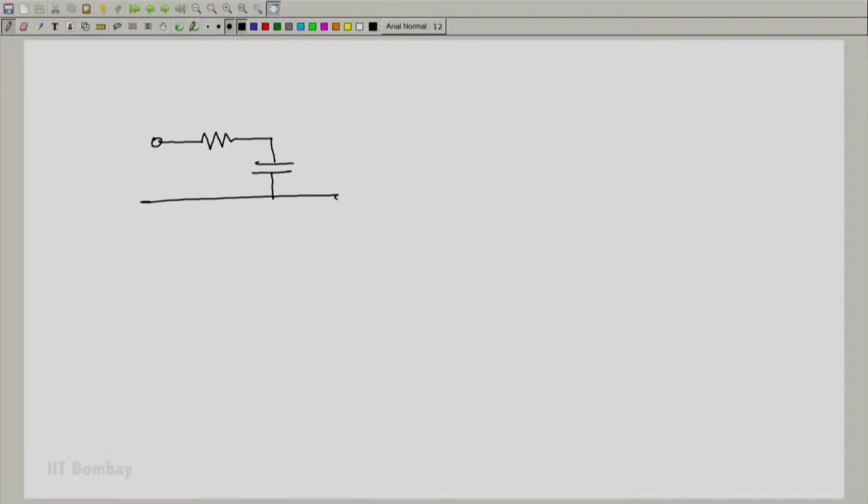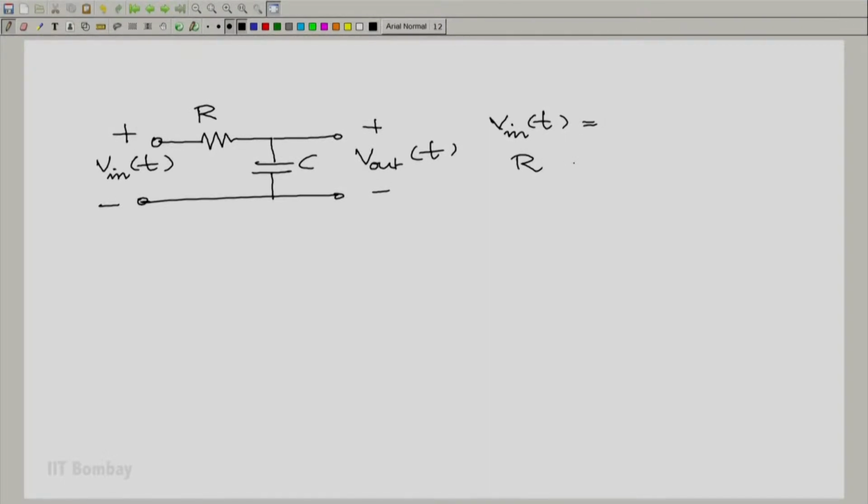Let us now draw this circuit again, and let us write down the input-output relationship as we did earlier. So, I have the input voltage V_in(t) and the output voltage across the capacitor V_out(t), and I know the relation between V_in(t) and V_out(t). We have done that many times before. So, there we go. We say V_in(t) is a sum of two voltages. It is the voltage across the resistance, which is R times the current in the resistance. The current in the resistance is the same as the current in the capacitance, which is C times dV_out(t)/dt.